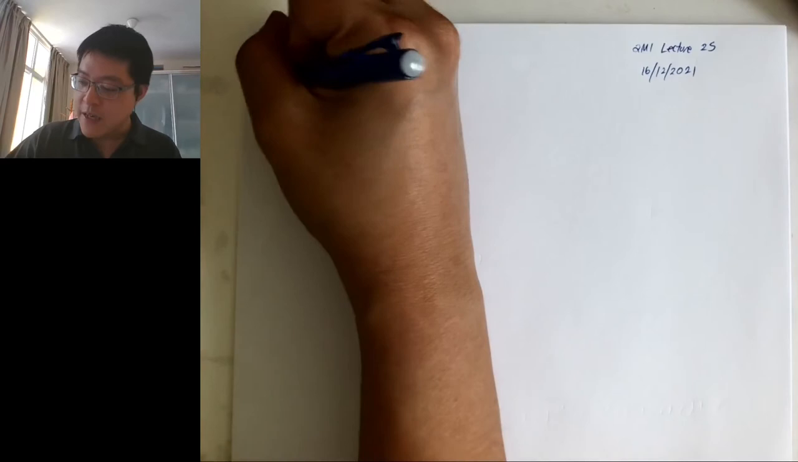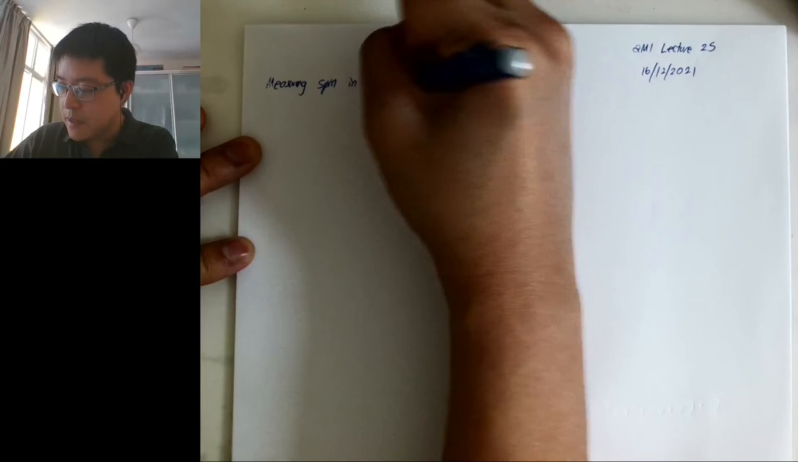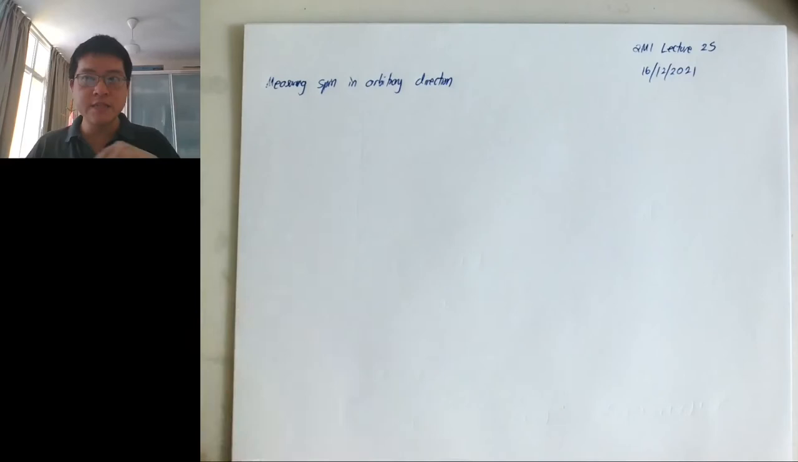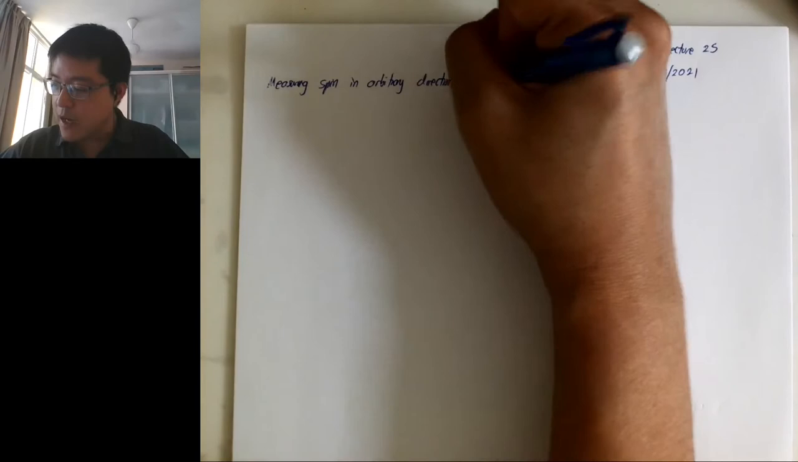Okay, so we are measuring spin in some arbitrary direction, because we are continuing what we did last time. If we want to measure the spin in Z, we use sigma Z. If we measure spin in X, we use sigma X. If we measure Y, we use sigma Y. So for an arbitrary direction, which operator do we use?